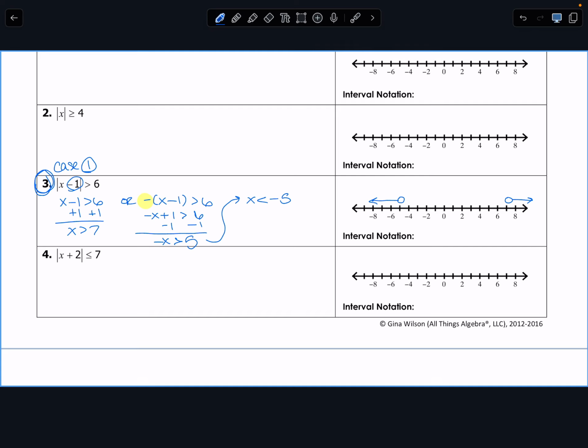So when I write my interval notation, I cannot be equal to negative infinity. I also cannot be equal to -5. I cannot be equal to 7, and I cannot be equal to infinity.